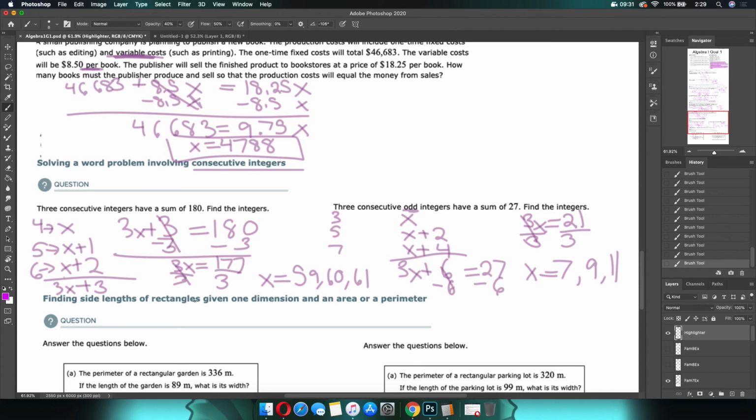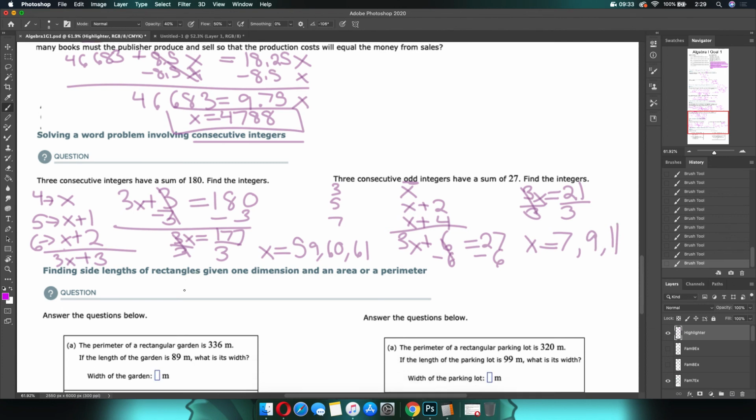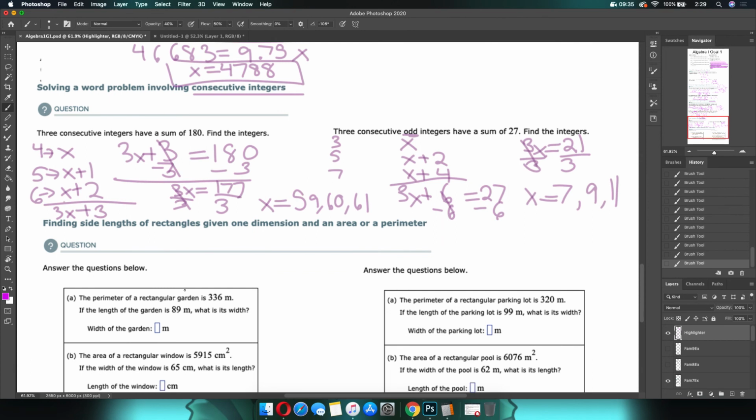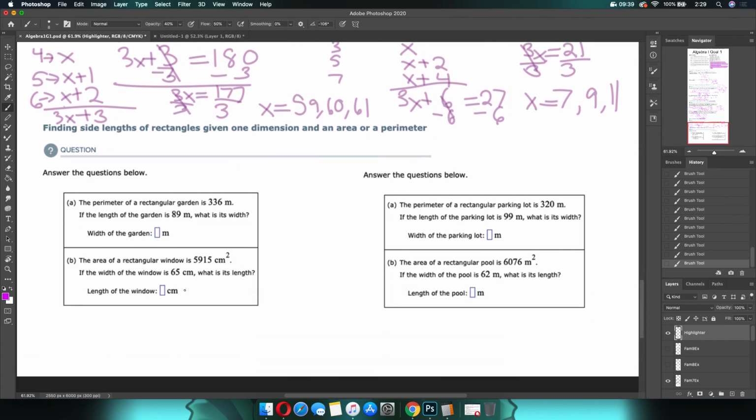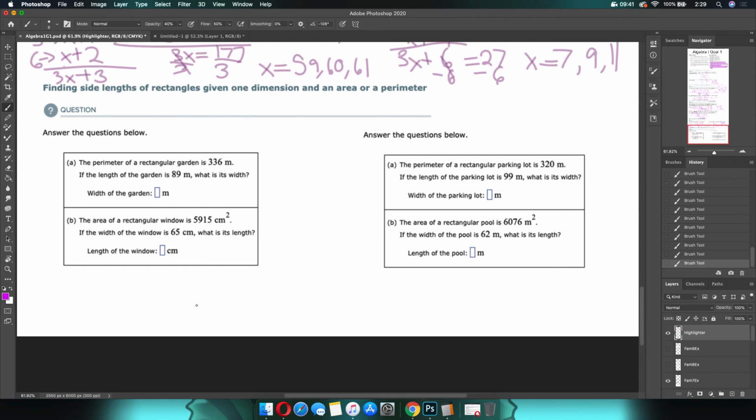One more, I believe, is all that's left before I let you guys loose in the wilds of the software, and that's going to be this one right here. All right, what we need for this is we need some formulas. Area is length times width. Perimeter is twice the length plus twice the width. Those are the things that you need to keep in mind for these. These ones are pretty straightforward.